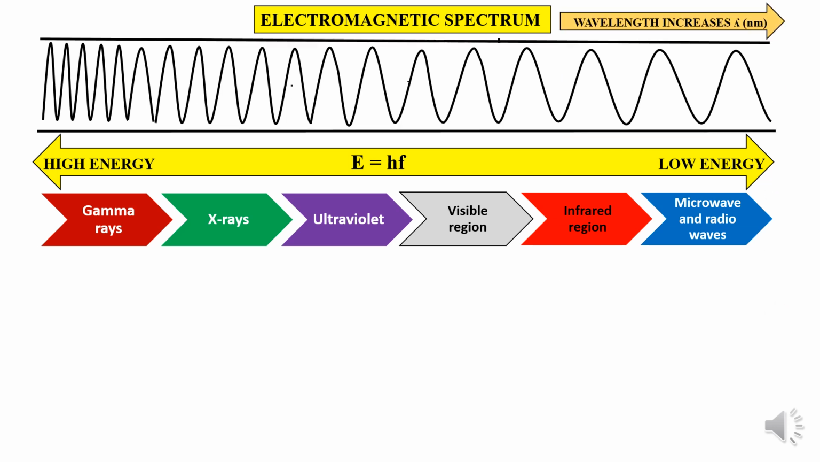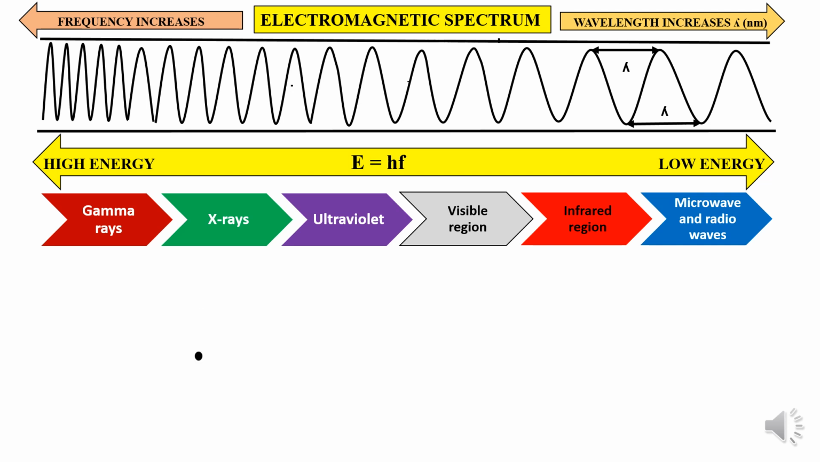the wavelength increases. Now, what is wavelength? Wavelength is the distance between two successive maxima or minima. So as you move from high energy gamma rays towards the low energy microwave and radio waves, the wavelength increases and the energy decreases. And as you move from low energy microwave and radio waves towards the high energy gamma rays, the frequency increases.